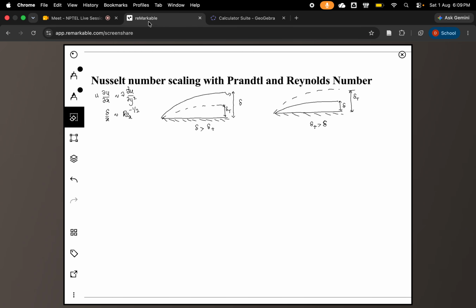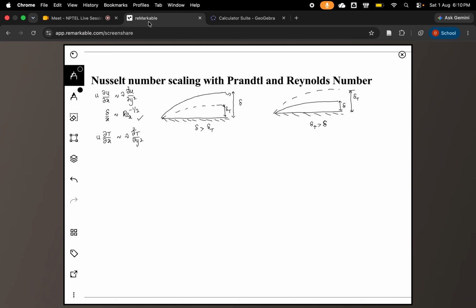So for example, let's take the first case. When delta is greater than delta t, when I'm doing the balance between inertia and viscous terms, first, this comes in the momentum equation. So I'll be considering the velocity boundary layer. Here, this balance would give me this equation. And then we'll also do the same thing in the energy equation. So in the energy equation, instead of velocity, we'll have temperature. u del T del x should be in the order of alpha times del square T del y square.